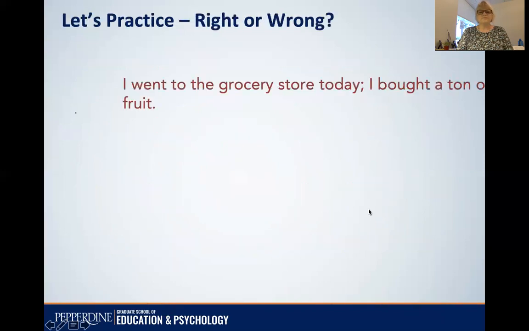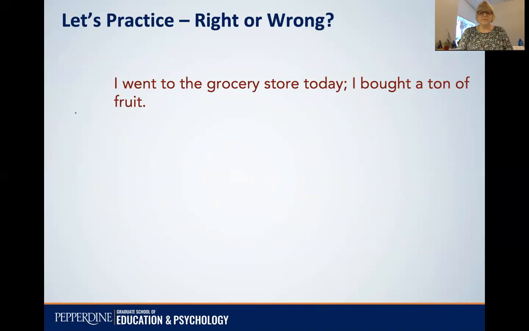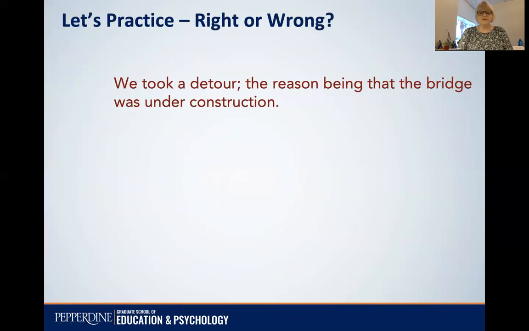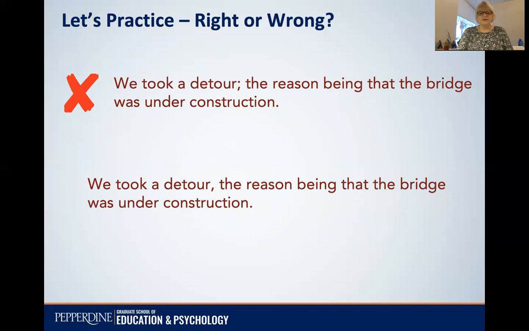Let's practice. I went to the grocery store today. I bought a ton of fruit. Is this right or wrong? This is correct. We have 2 equal and independent clauses. How about this one? We took a detour, the reason being that the bridge was under construction. This one's incorrect because the reason being that the bridge was under construction is a verb phrase. It's, I guess, a relative clause that is not a complete sentence. But instead, we can just add a comma and that works.